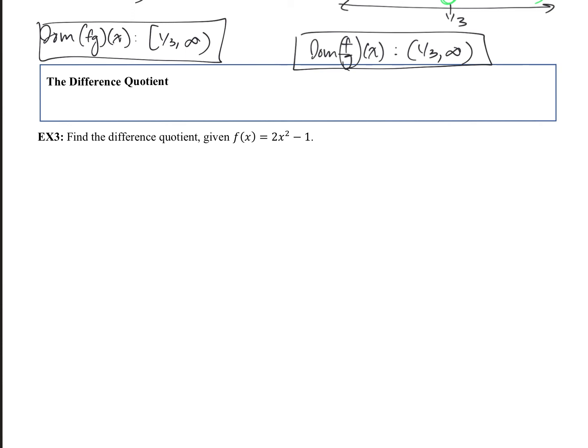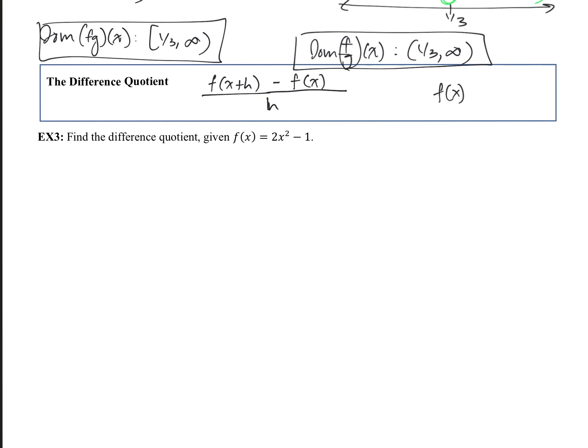Alright, so you probably have seen it at some point, but the difference quotient is basically going to be f of x plus h divided by h, and we're going to take the subtraction of f of x. So it's f of x plus h minus f of x all over h. And that is if you're working with the function f of x.